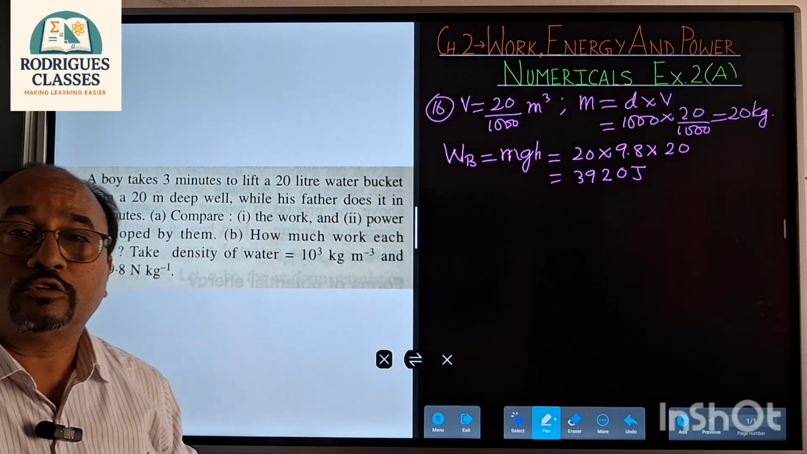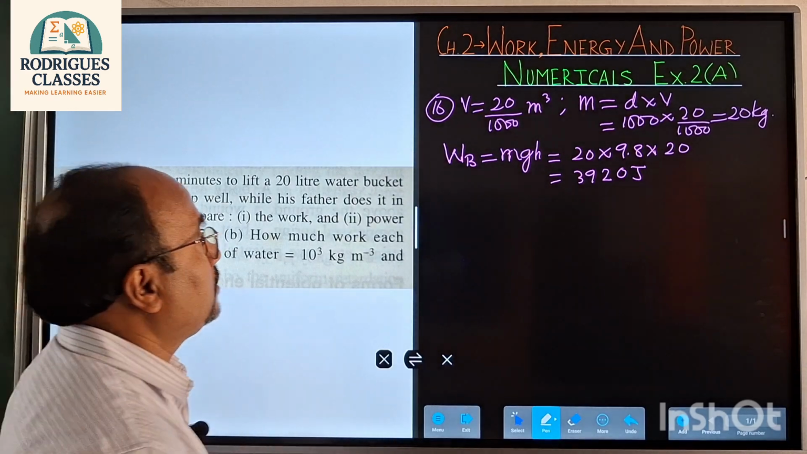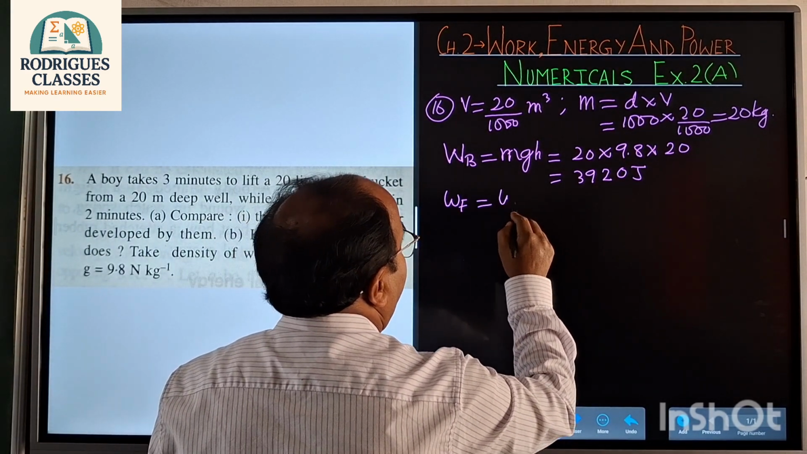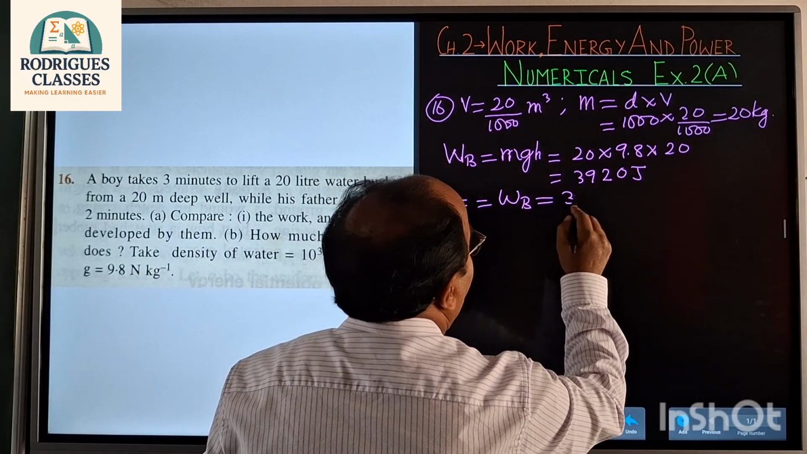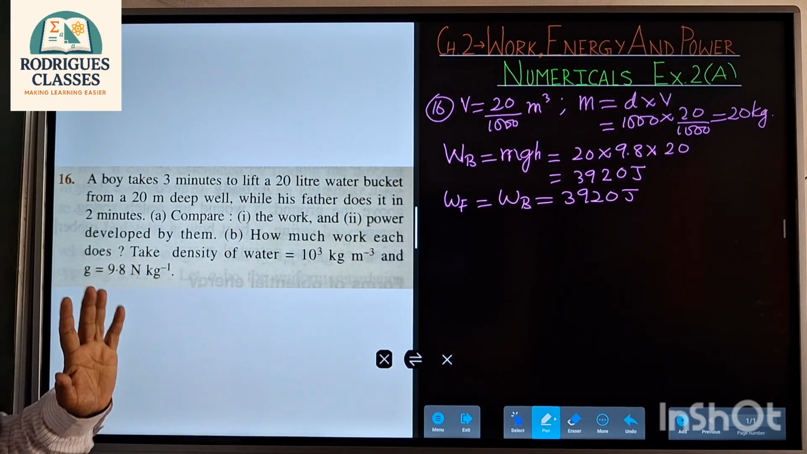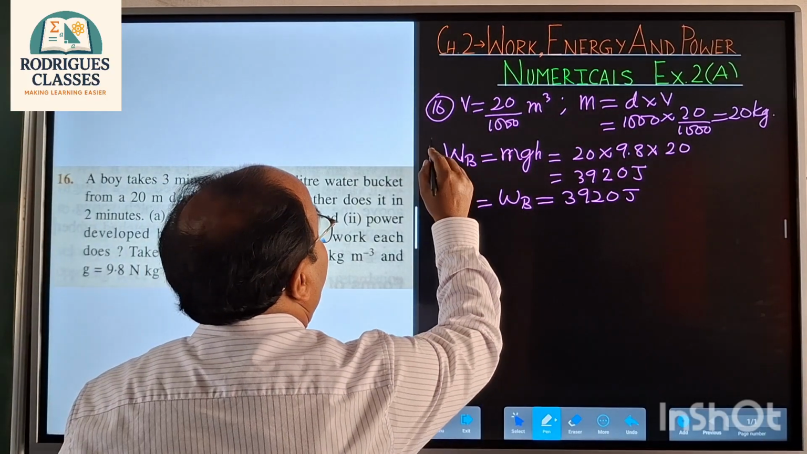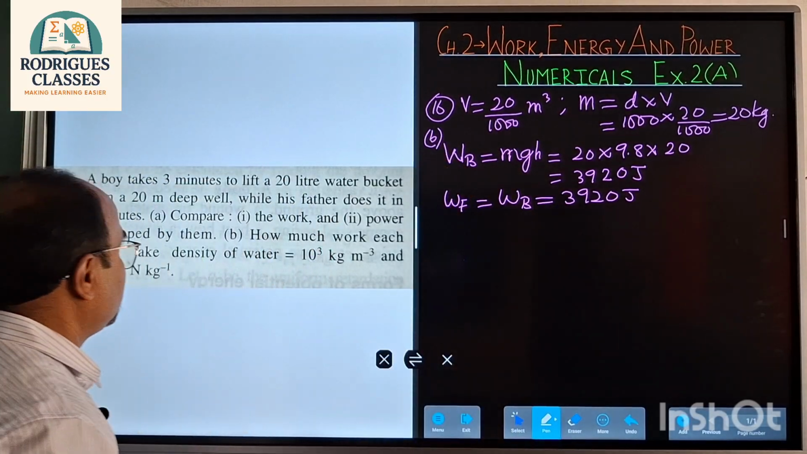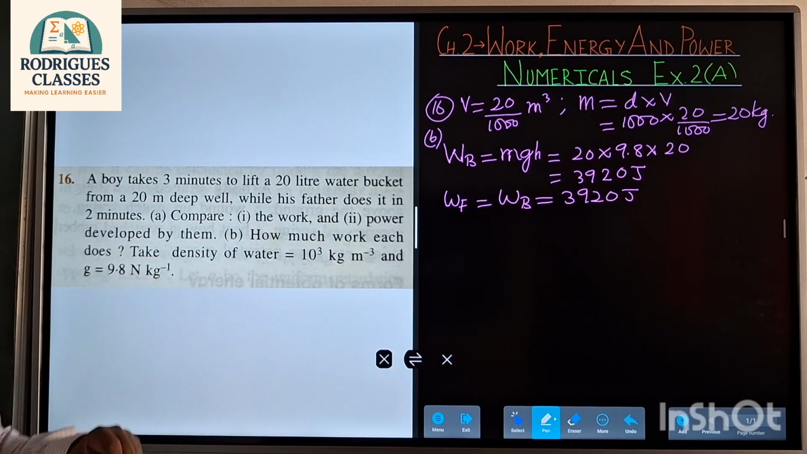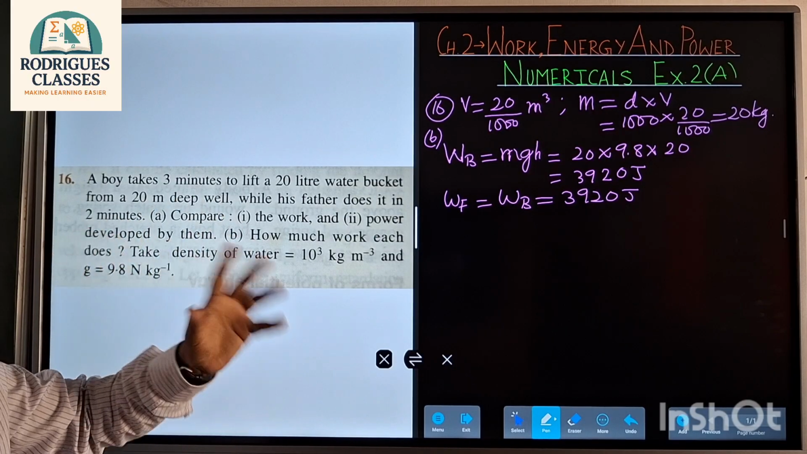The father also does the same work. Okay. So I will write here work done by the father is equal to the work done by the boy, 3920 joules. So the work done by both of them is the same thing. So this we were calculating was the B part first. Now we know their values, we can go to find the power and the work comparison.